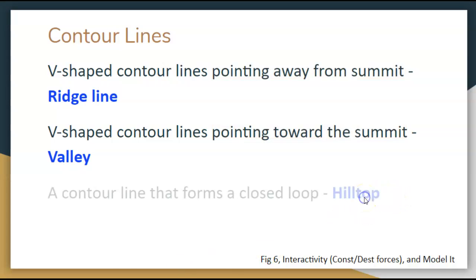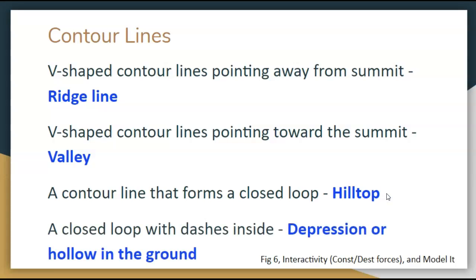A contour line that forms a closed loop represents a hilltop. So a circle, basically a contour line that forms a closed loop, a circle, represents a hilltop. And a closed loop with dashes inside represents a depression or hollow in the ground.